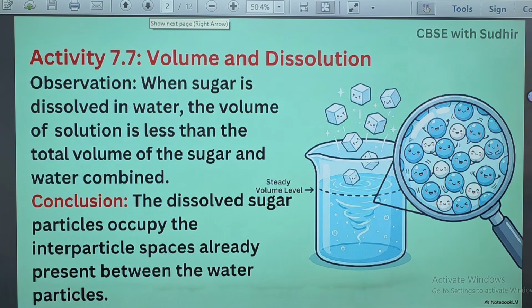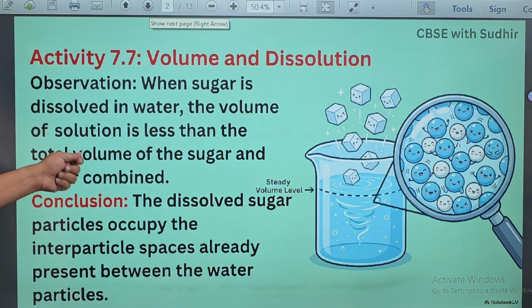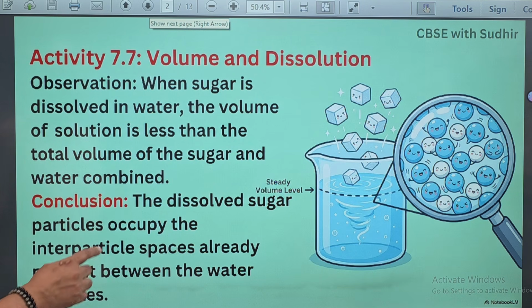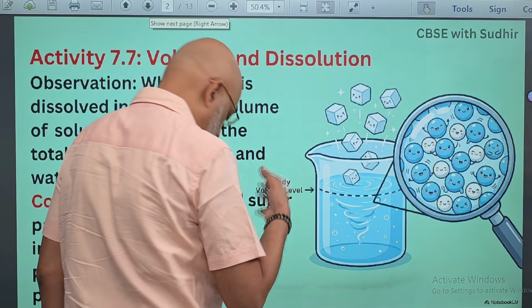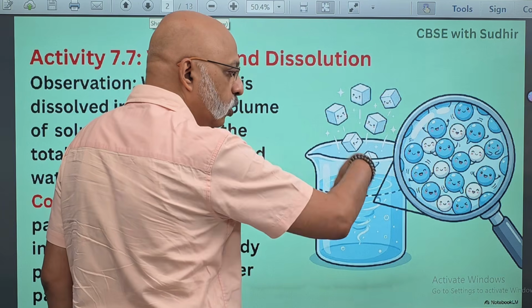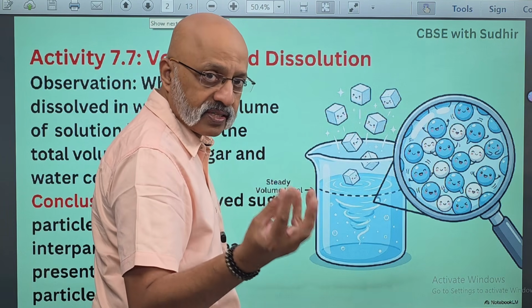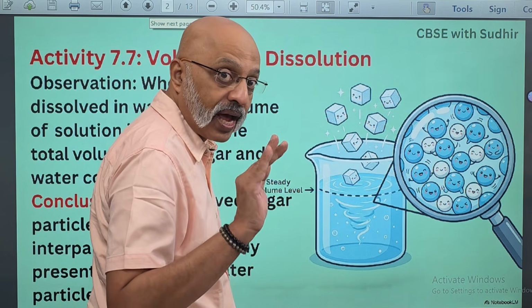Now, activity number 7.7. When sugar is dissolved in water, the experiment we did right at the beginning of this explanation video, the volume of solution is less than the total volume of the sugar and the water combined. If you have water, let's say 100 ml, and then you add sugar cubes also, which also have a certain volume, right? And then you expect that this will be more than that. That does not happen, right?